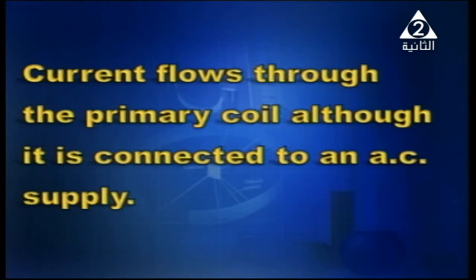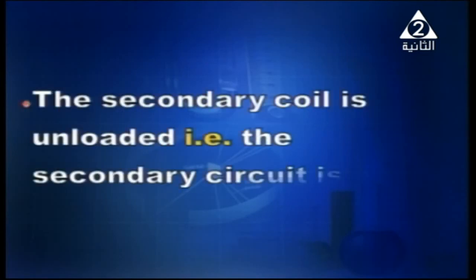And we've got another situation here. Current flows through the primary coil, although it is connected. It asks, we've got a primary coil of a transformer connected to the supply, but no current flows through it. We want your explanation. This happens when the secondary coil is unloaded, that's to say the secondary circuit is open. In this situation, no current would flow in the primary circuit, even if it is connected to the mains.